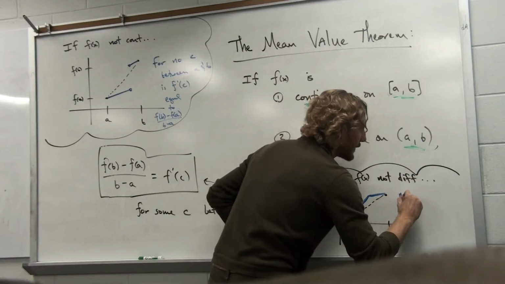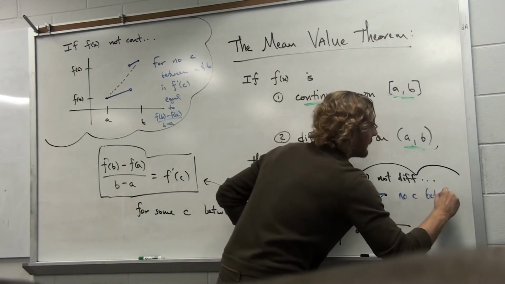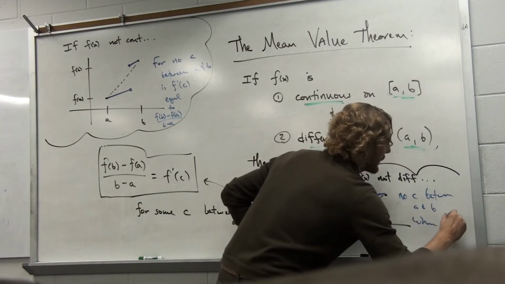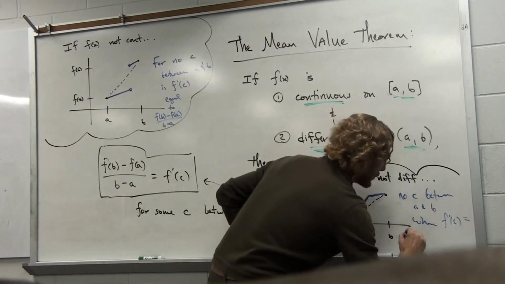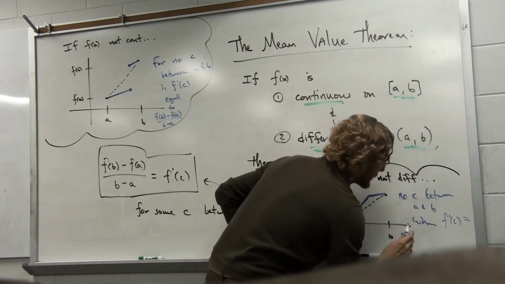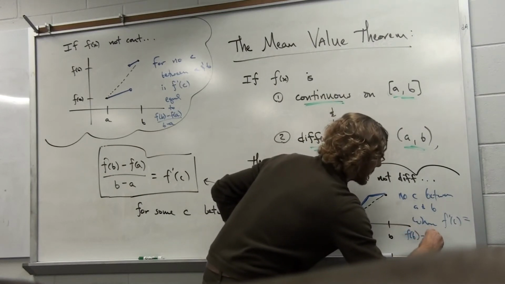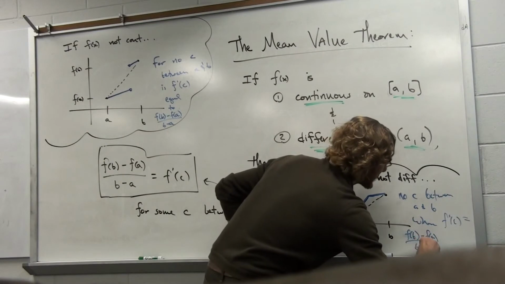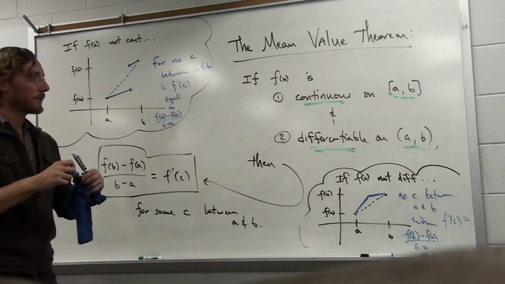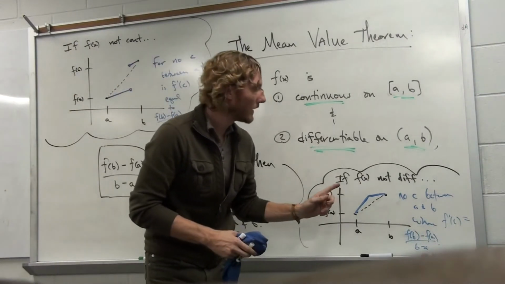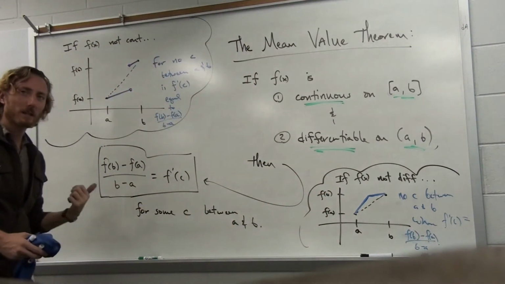So here, there is no C between A and B where f prime of C equals the slope of the dashed line. And let me just write that out. The slope of the dashed line is f of B minus f of A over B minus A. And what we show here is that if you're not differentiable, then the mean value theorem wouldn't hold.